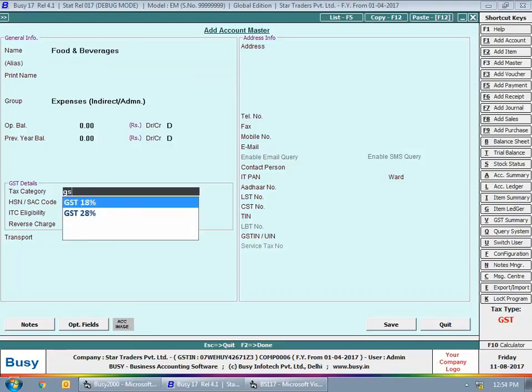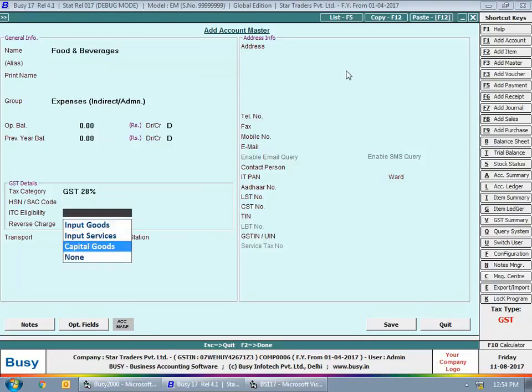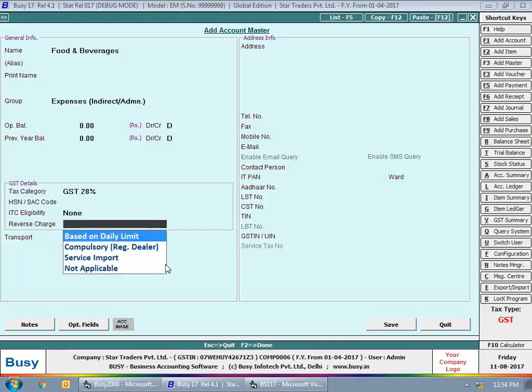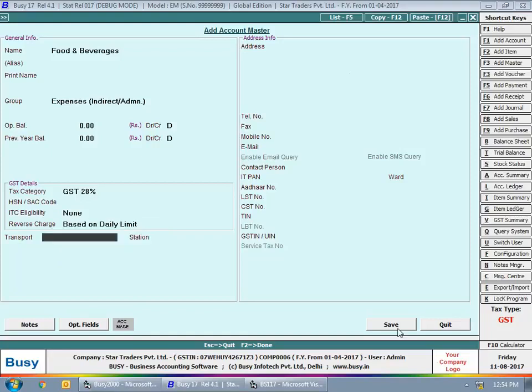Here in the ITC eligibility, you can see I have selected the option as none, because in case of food and beverages, groceries like tea, coffee, sugar, cab rentals, any health and fitness membership, club membership, you will not get any ITC claim. For such accounts, you will select the ITC eligibility as none. In case of food and beverages, like if you have ordered food from some restaurants, you will not get any ITC claim. Reverse charge again based on daily limit.